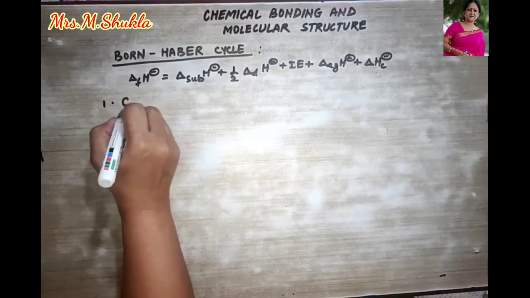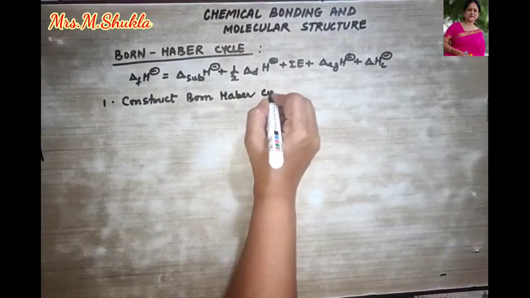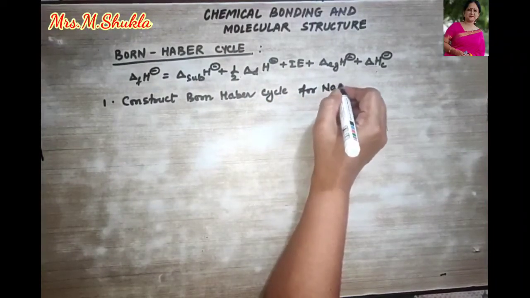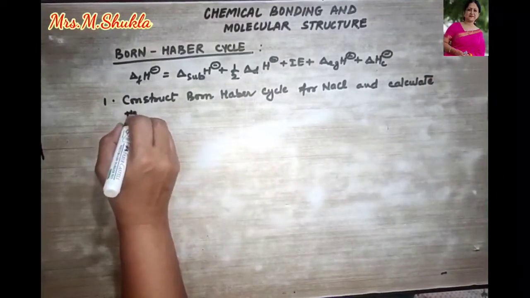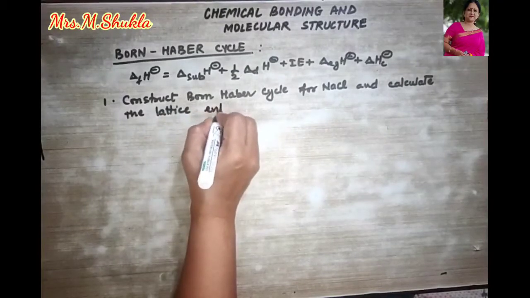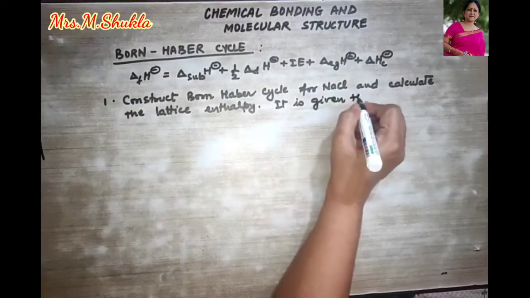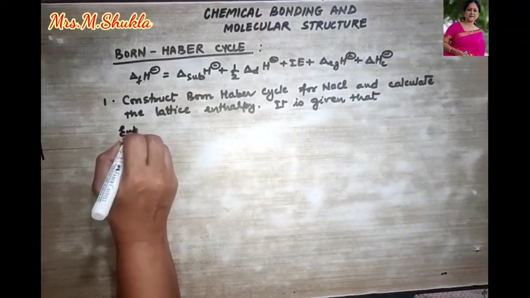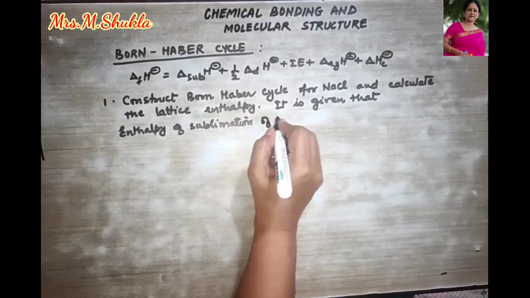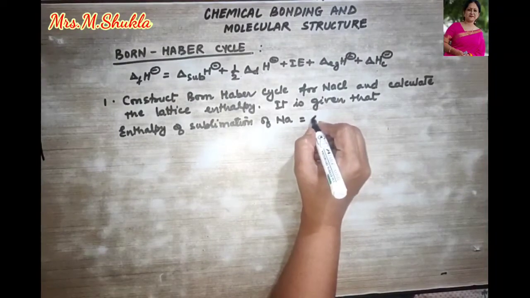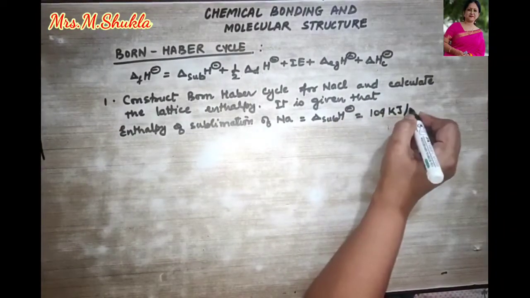Is that clear? So now I am going to explain to you the Born-Haber cycle with the help of one example. So the first question says, construct a Born-Haber cycle for NaCl and calculate the lattice enthalpy, and in the question it is given that your enthalpy of sublimation of sodium is equal to 109 kilojoules per mole.